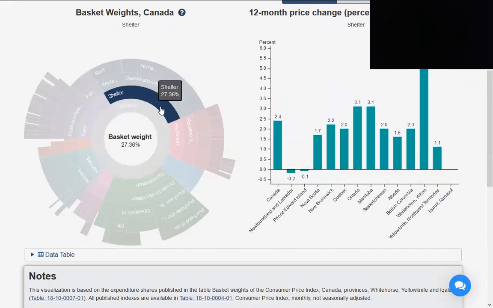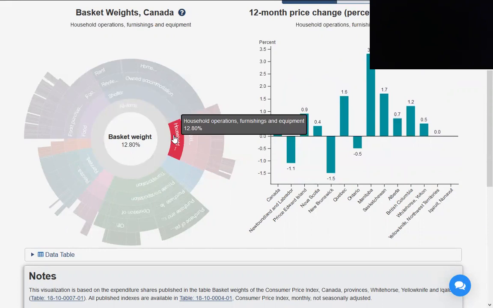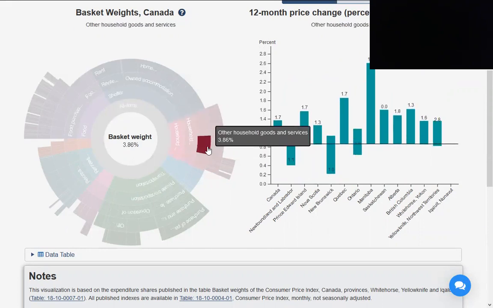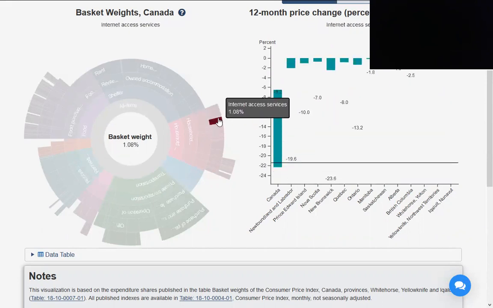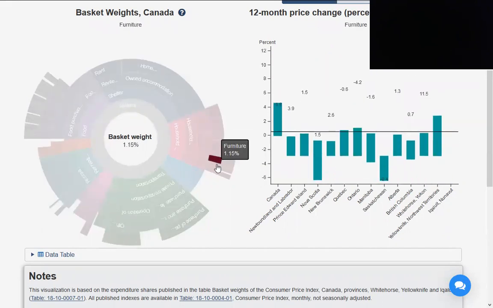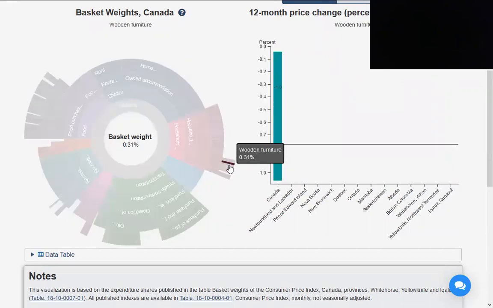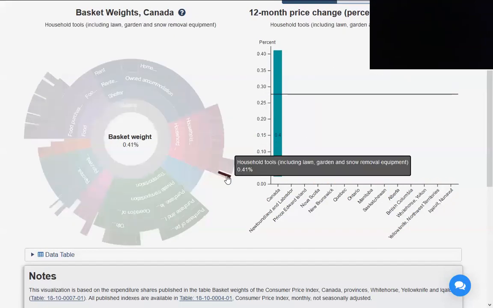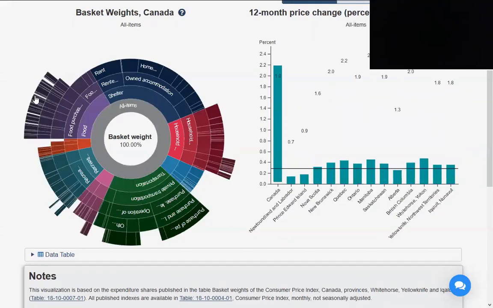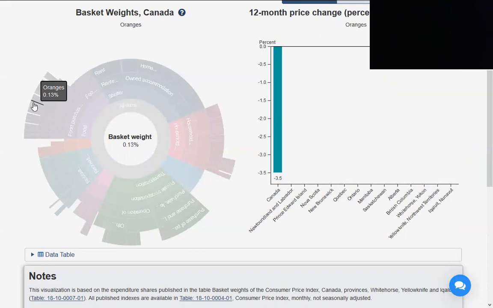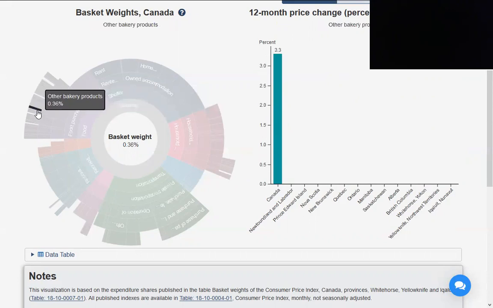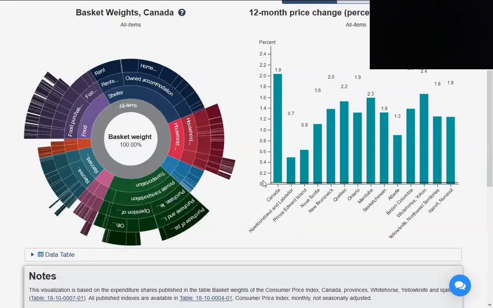Shelter, big part, 27%. Household operations, so your gas and everything like that. Your cable bill, childcare, housekeeping, you name it. Furniture, wooden furniture, upholstered furniture, cooking appliances. It gets pretty granular. Same thing over here, right? In terms of fruit juices, 17%. Other oranges, 0.13. Apples, 0.13. Wow, they really got it. Cookies. I like cookies. All right, enough of that.